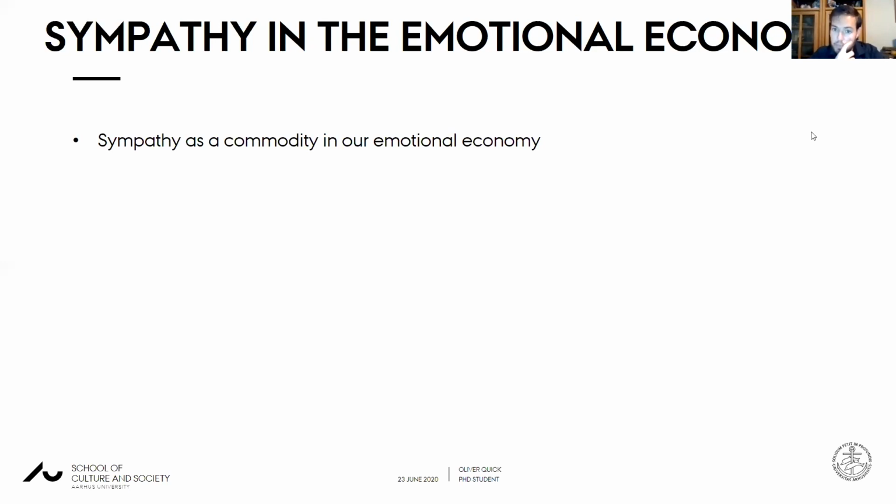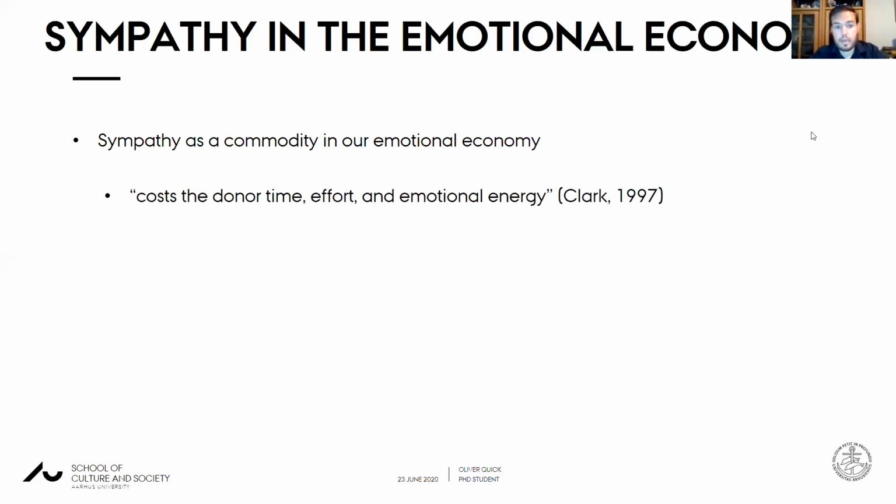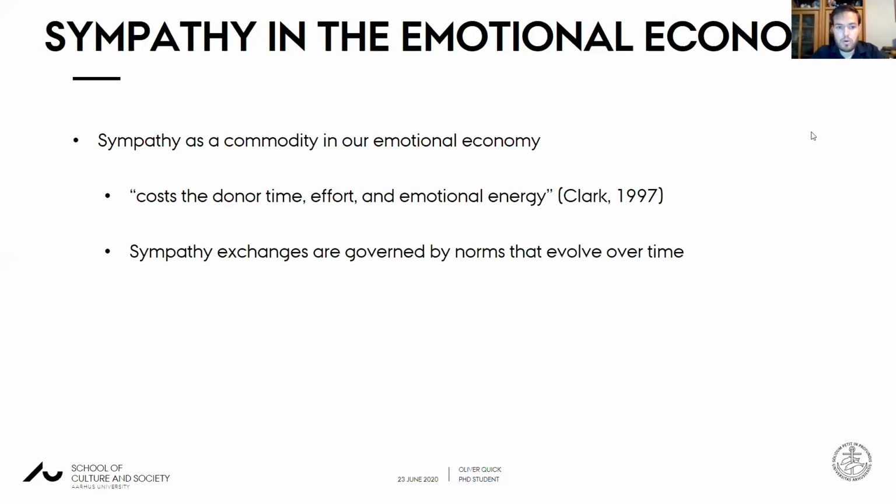So sympathy is a commodity in our emotional economy. That is, sympathy is a valuable good. It's not something that can be quantified, as I said, like commodities can be counted and a value can be assigned. Sympathy is not quite like that. But it is like a commodity in that it is a valuable resource like any other service or good. It costs the donor time, effort, and emotional energy. Sympathizing with someone is not always cheap in any sense of the word. Sympathy exchanges are governed by norms that evolve over time and that are relative to different societies, though some general principles hold, which I'll go into later.